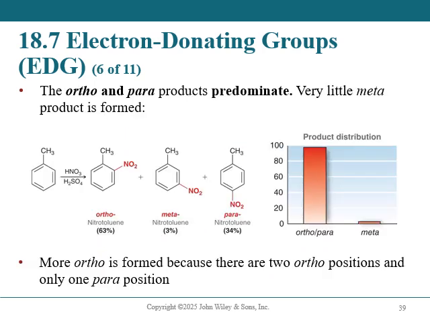As a consequence, the ortho and the para products tend to predominate. Very little of the meta product is formed, only 3%. More ortho product is formed because there are 2 ortho positions and only 1 para position. So if you multiply this 34 by 2, it'll be 68, which is comparable to the 63. That's basically what that means.